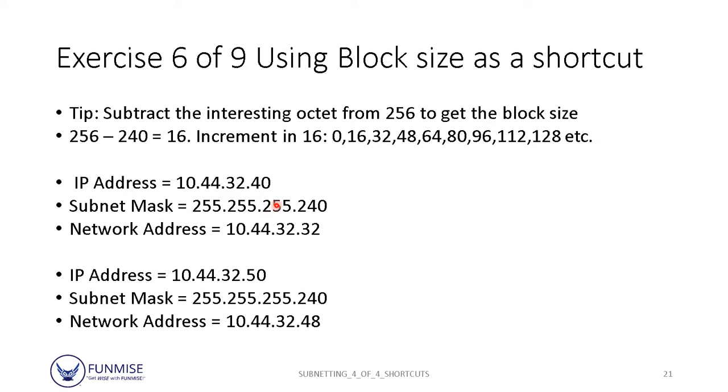And so we'll say, okay, this one falls between 32 and 48, so the network address will be 32. And this one, 50, falls in here, so the network address will be 48. And that's how you did that so fast, because you realized the block size.